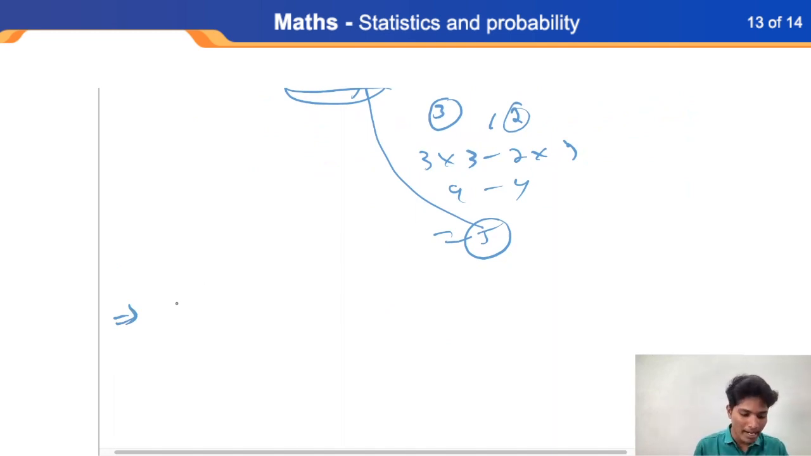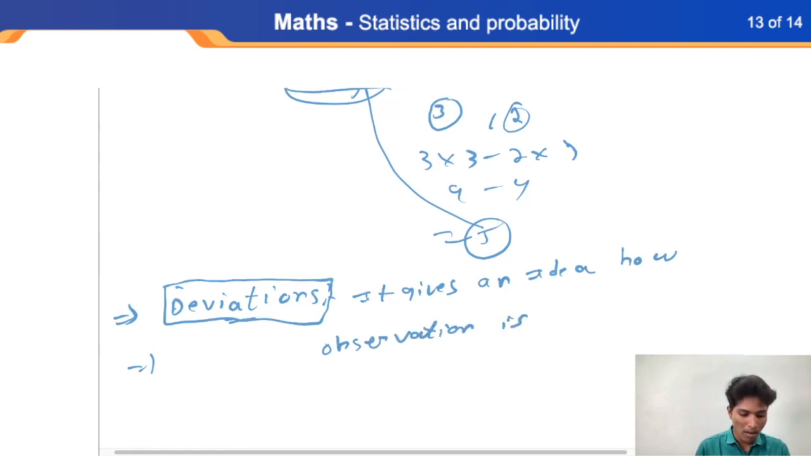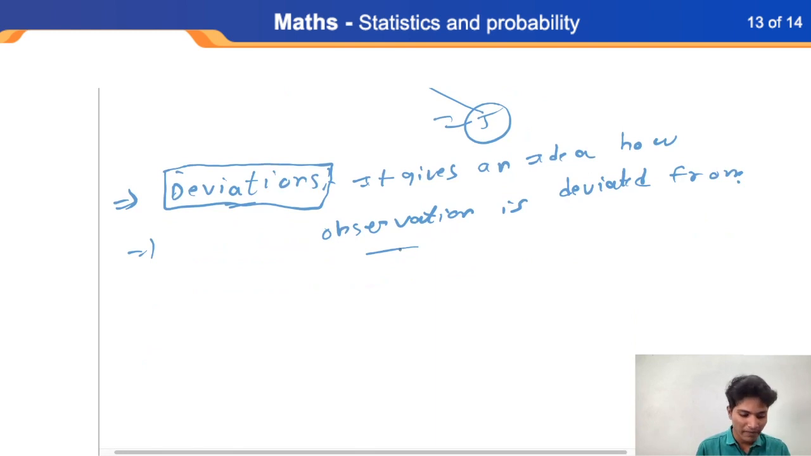Now comes another important topic, that is deviations. In deviations, so many JEE questions have come. What is deviation? You have to understand what deviation is. The deviation is nothing but it gives an idea of how an observation is deviated from the mean, mode and median.